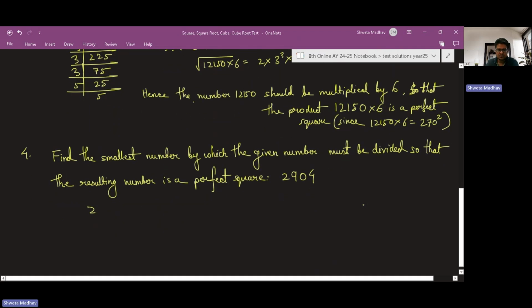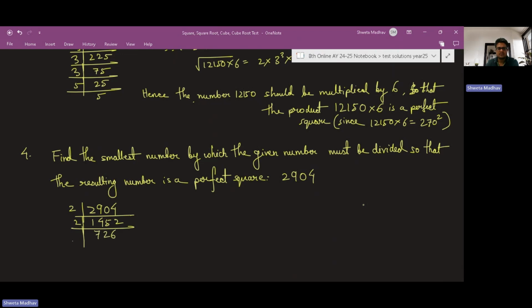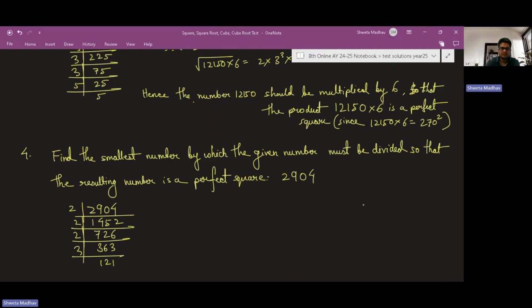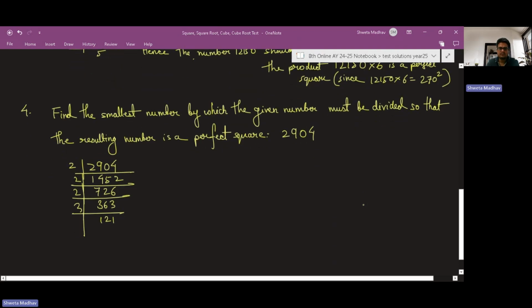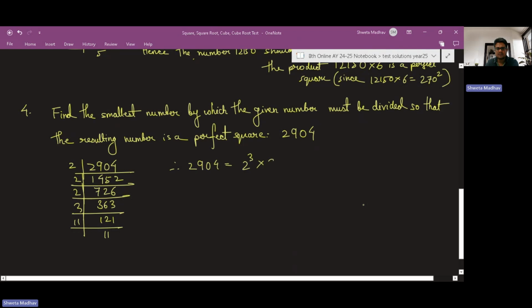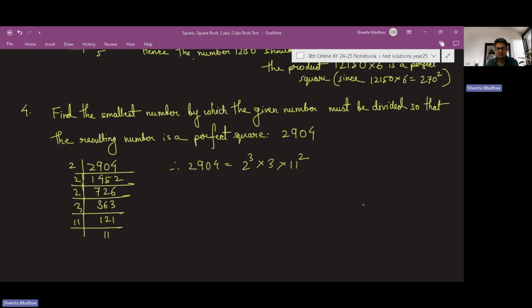So first we need to do the prime factorization of 2904. So it will go with 2. 2 1s are 2, 2 4s are 8, 2 5s are 10, 2 2s are 4. And again with 2, 2 7s are 14, 2 2s are 4, 2 6 are 12. And again with 2, 2 3 are 6, 2 6 are 12, 2 3 are 6. Then with 3, 3 1s are 3, 3 2s are 6, 3 1s are 3. And then with 11, 11 11s are 121. So therefore I can say 2904 equals 2 power 3 into 3 into 11 power 2.